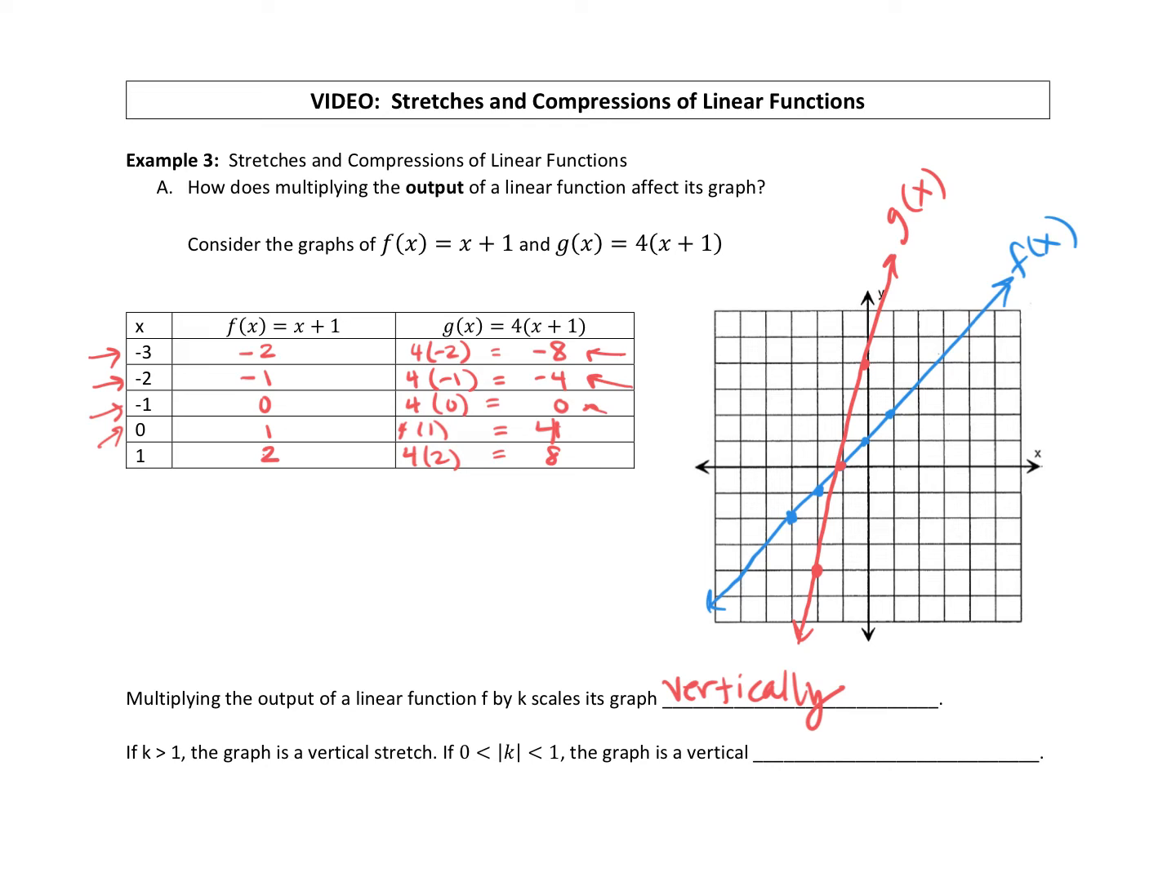And you can predict if it will be a stretch or a compression based off of the k value. If your k value is greater than 1, then you have a vertical stretch. It will give you a steeper slope. If the absolute value of k, so we always want to look at the absolute value of k, positive, is between 0 and 1, so any fraction between 0 and 1, if it was a negative 1/2, we would have to consider a positive 1/2, then it's a vertical compression.